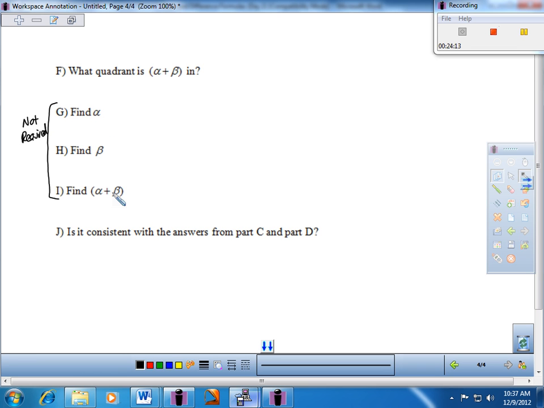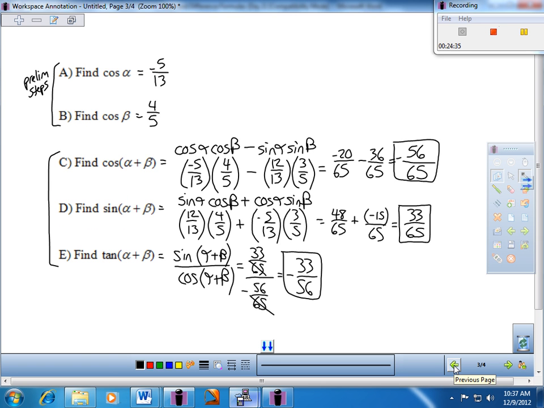But let's do letter F. Letter F we should be able to do. So it says, what quadrant is alpha plus beta in? Well, let me go back a screen and let's go for it. Let's check our ratios on our new angle. Cosine is negative. Sine is positive. And tangent is negative. So think about that. We have the ratios of our new angle, the primary ones, based on the fact that cosine is negative, sine is positive, and tangent is negative.